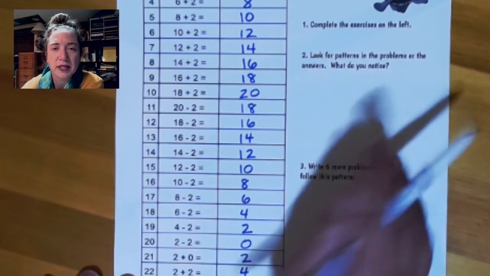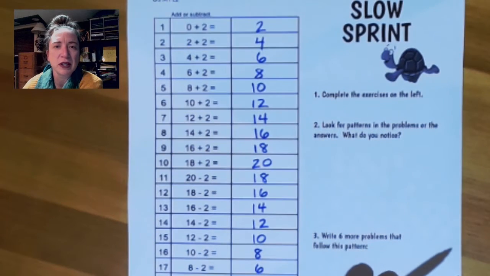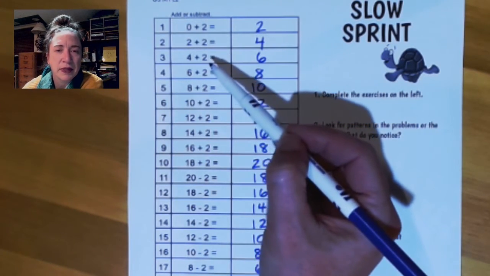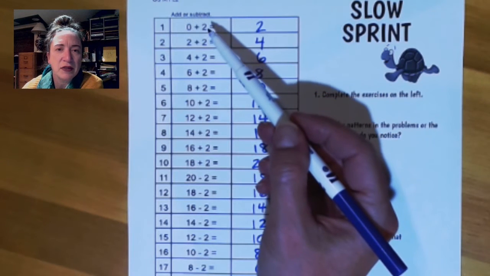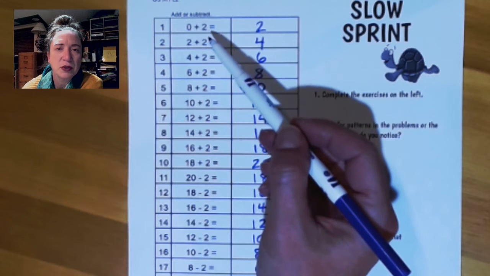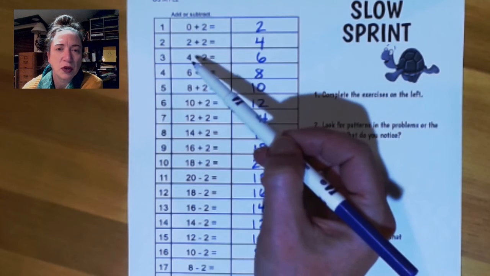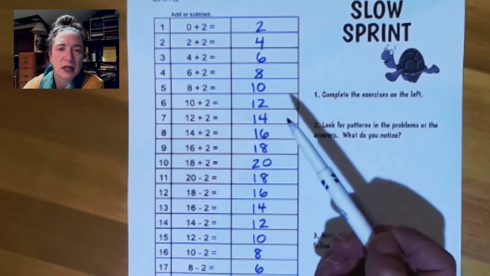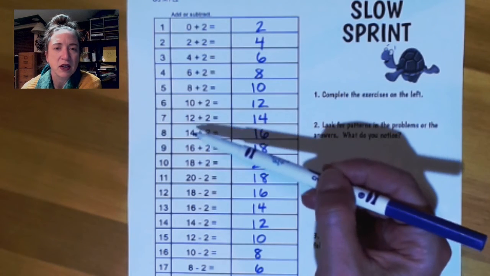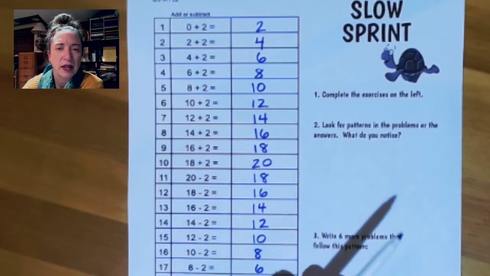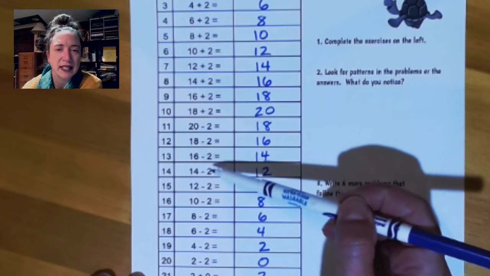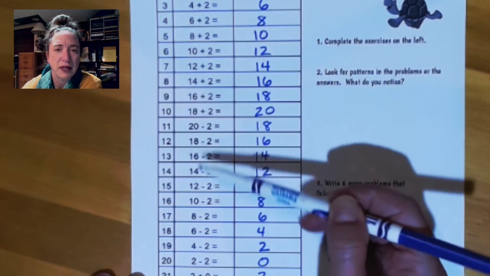What do you notice? So I might look closely at this and notice in the problems themselves, it looks like everything we're adding to. 0 plus 2, 2 plus 2, 4 plus 2, 6 plus 2. So the other thing I notice is all of the other add-ins are even numbers. And then I also notice that down here we're subtracting 2 from even numbers.